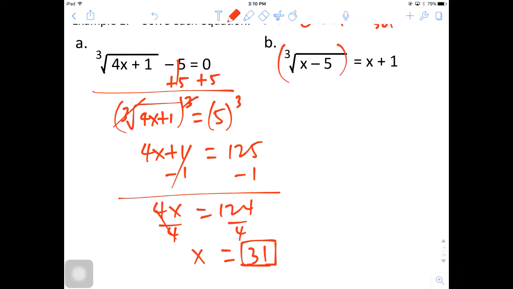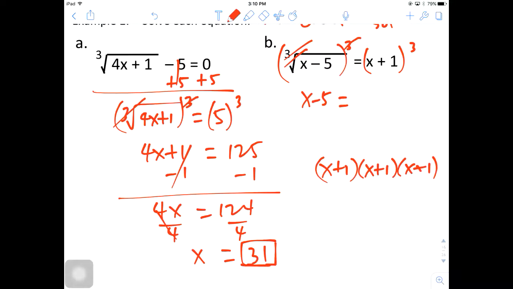Here we just have a cube root by itself already. So we are ready to cube both sides. So canceling the cube root, so we have x plus 1 cubed. The cubing is going to be a little tricky now because you got x plus 1 3 times, x plus 1 and x plus 1. So we're going to need to FOIL and then superFOIL.